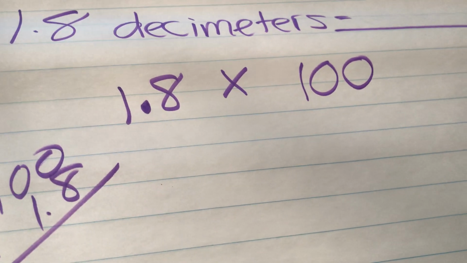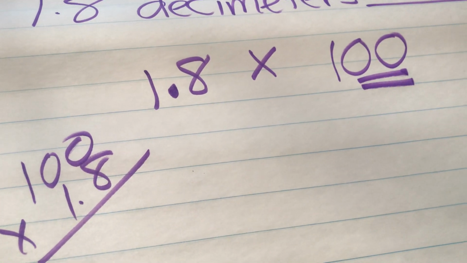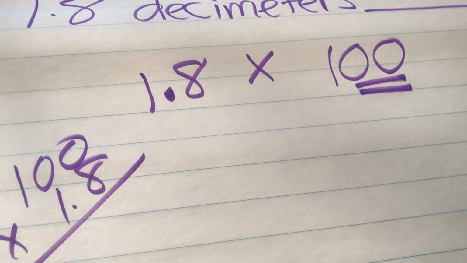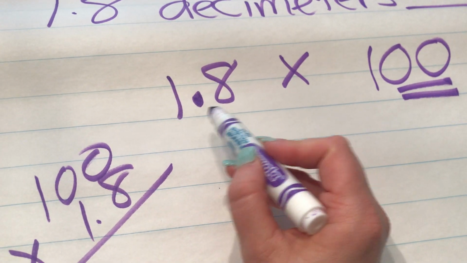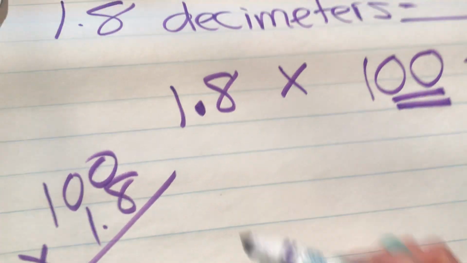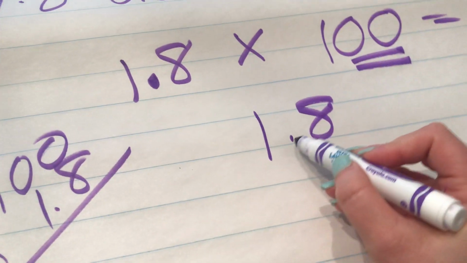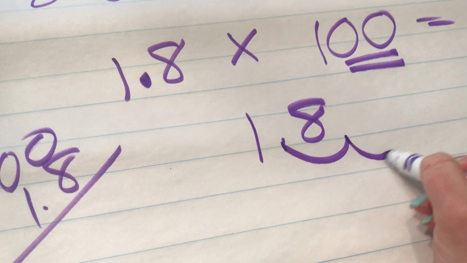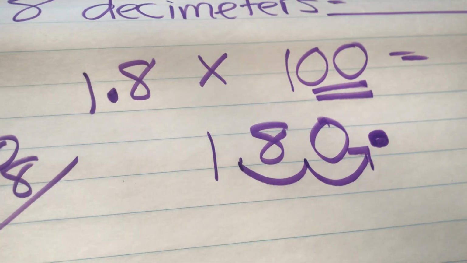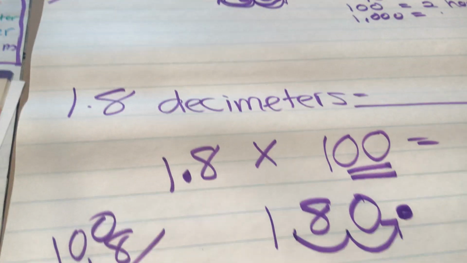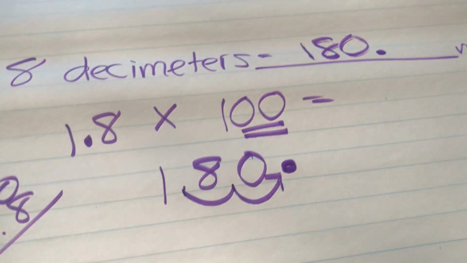I know that I'm multiplying by a power of 10. That power of 10 is 100. Since there's 2 zeros in 100, I'm going to move my decimal point 2 spots. How do I know which way to go? Am I going to move to the right or to the left? Well, I know I'm multiplying, so my answer is always going to get bigger. So I have 1.8. I'm moving it 2 hops to make it bigger. So there's 1, 2. There's nothing here, so I'm going to add a 0, and my decimal point is now at the end. So 1.8 decimeters now equals 180 millimeters.